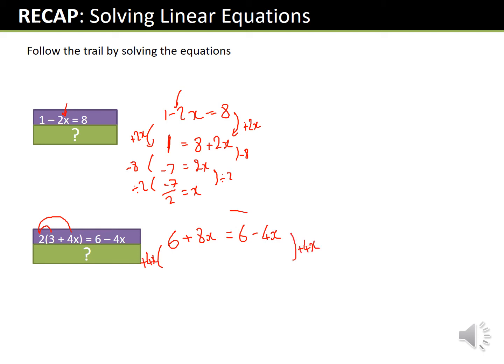There's multiple different ways of doing this, by the way. You could also have taken away 8x, that would have achieved the same thing. Basically you just need to get rid of one of the x's. So we're adding 4x to both sides, so we've got 6 plus 12x equals 6.